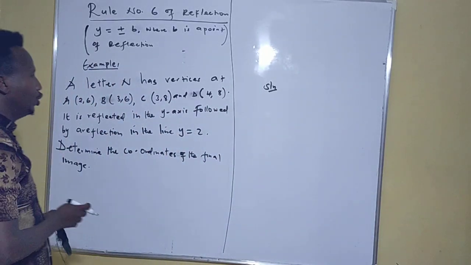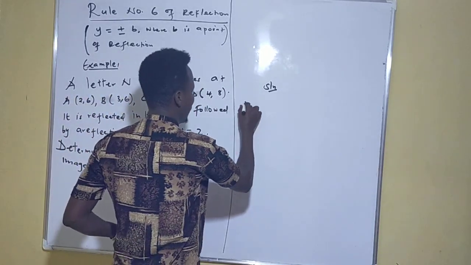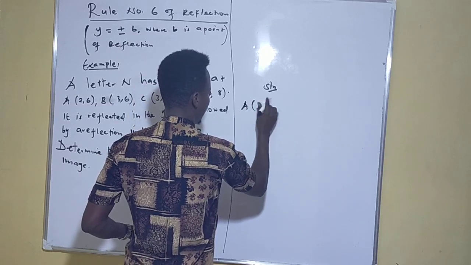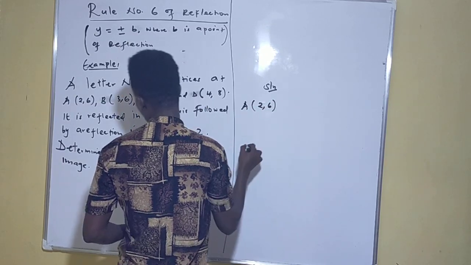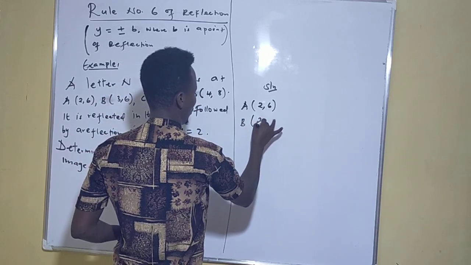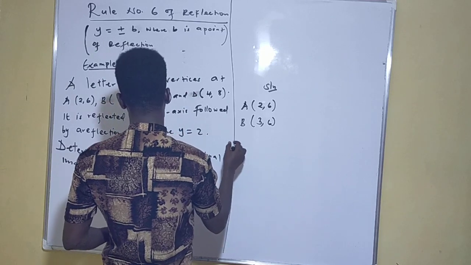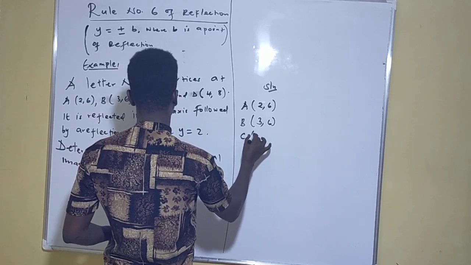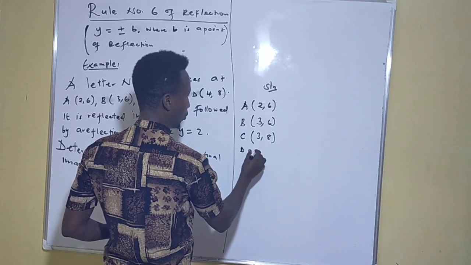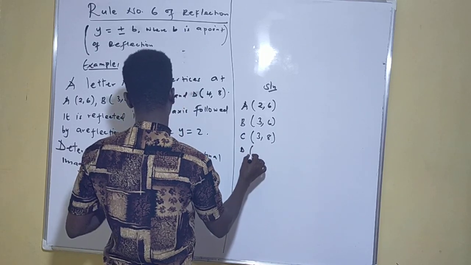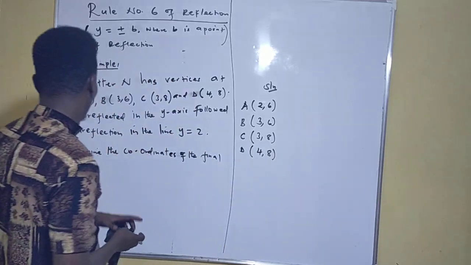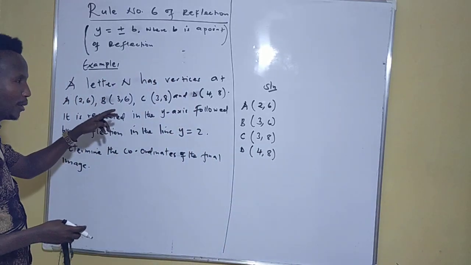Coming to the solution part, what we know is we have the points. We have A as (2, 6), B as (3, 6), then we have C as (3, 8), then we have D as (4, 8). So the first time, go back to the statement.